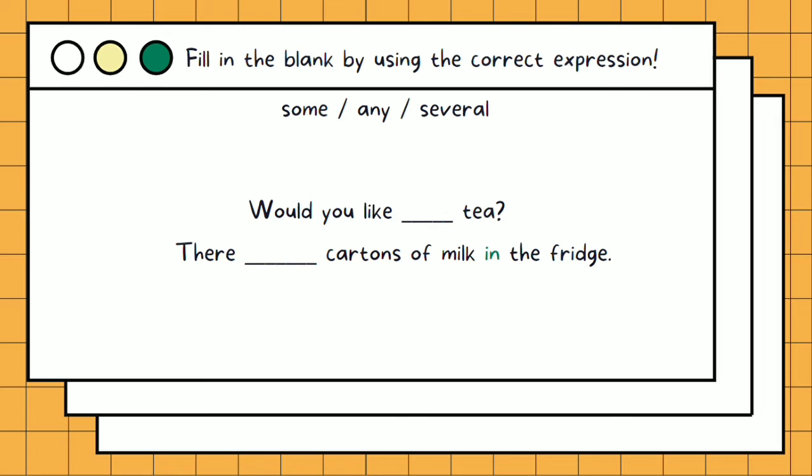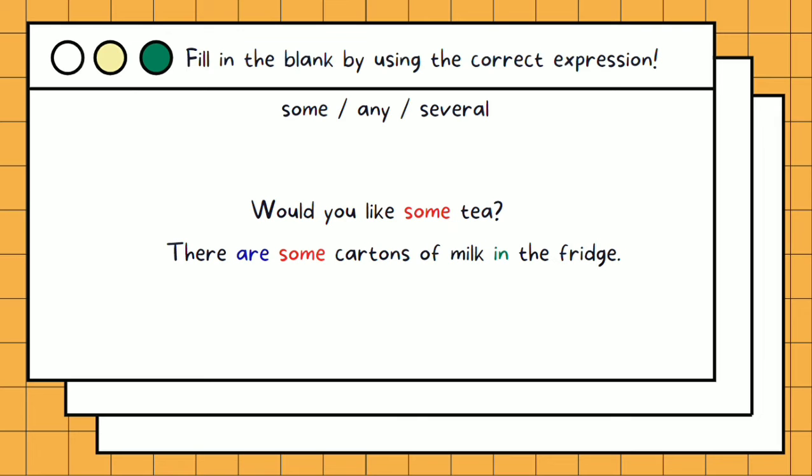Okay, so let's check. So the answer is, would you like some tea? And there are some cartons of milk in the fridge. So for some, you can use some if you want to offering something, and you also can use some for affirmative sentences or like positive sentences.